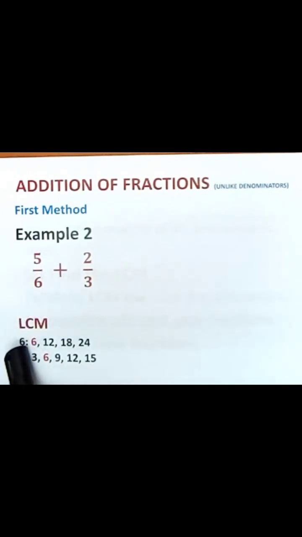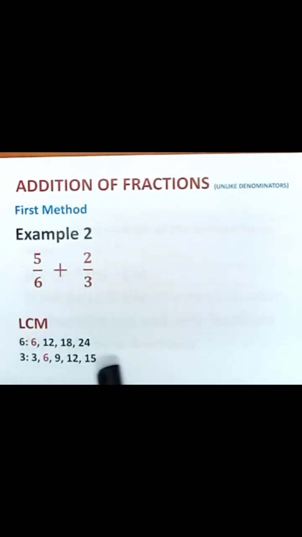Take the first denominator and find the multiples, starting from the first multiple, which is 6. 6 times 1 is 6, 6 times 2, 12. So these are the multiples: 6, 12, 18, 24. And then the second denominator is here. You get the multiples of that denominator. 3 times 1 is 3, 3 times 2, 6, 3 times 3, 9, 3 times 4, 12, 3 times 5, 15, on and on like that.